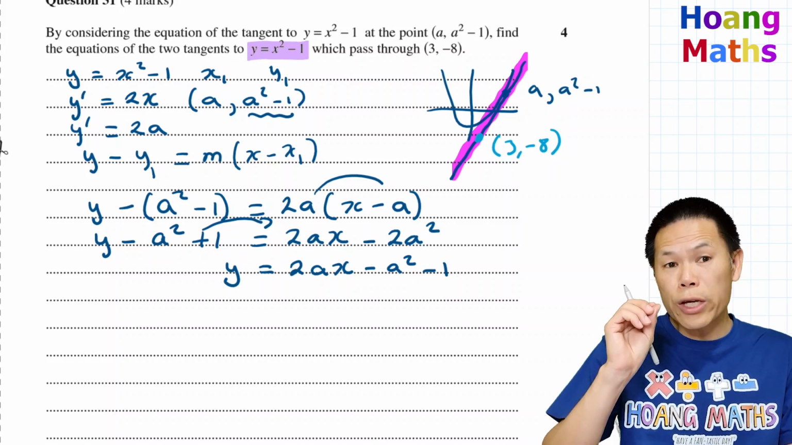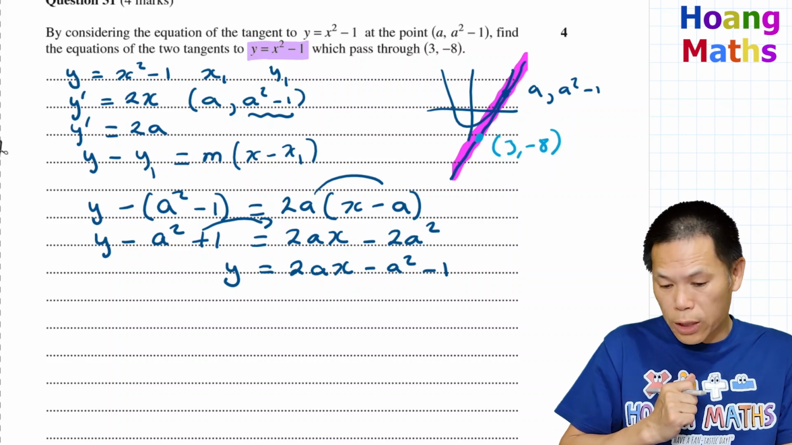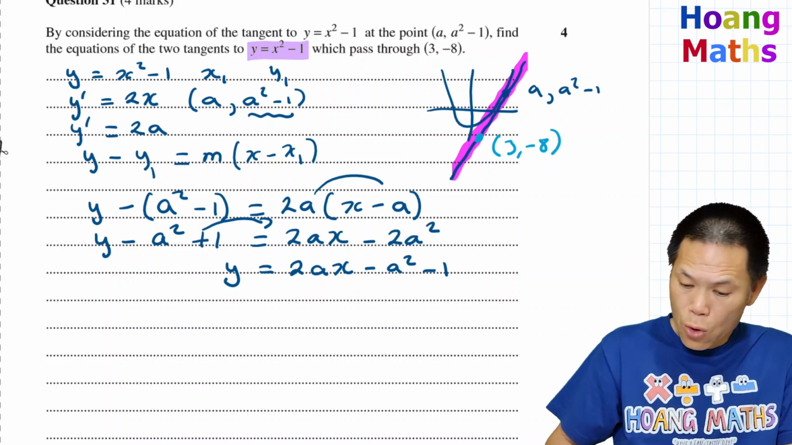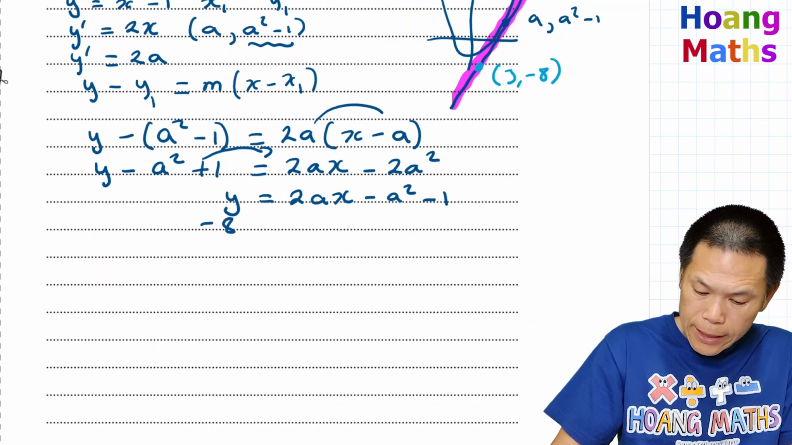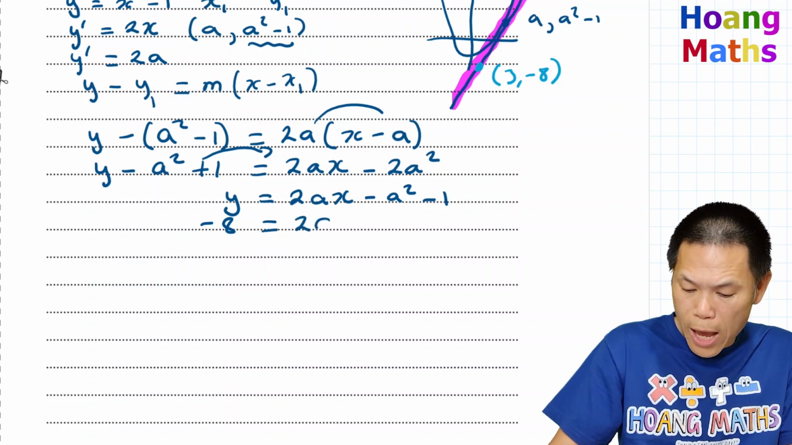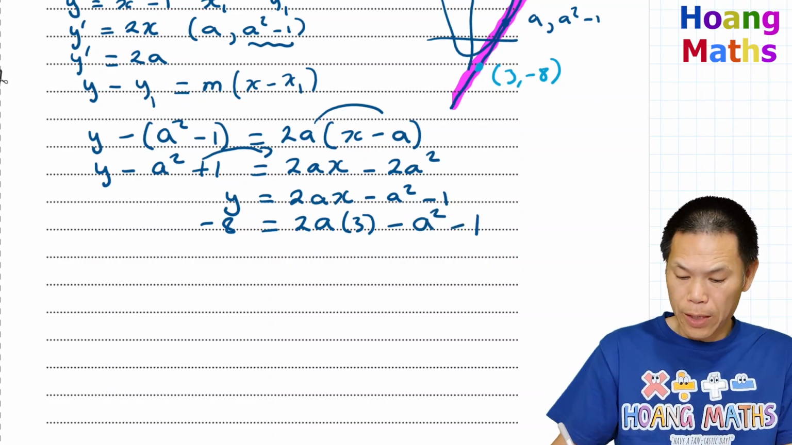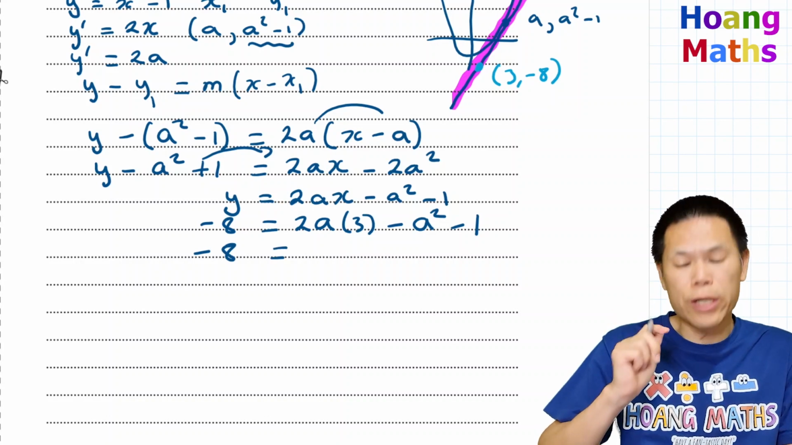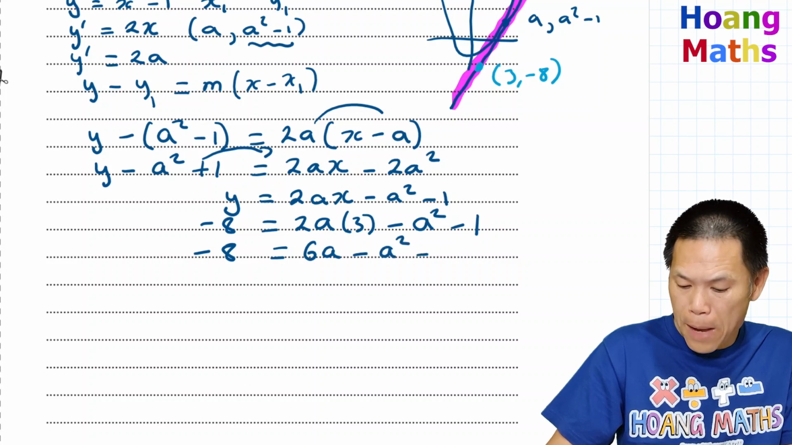So when x is 3, y must equal -8. So we can substitute into the tangent equation so we can find the value of a. So when x is 3, y equals -8. So -8 is equal to 2a, x is 3, so lots of 3, minus a squared minus 1. And this means that -8 equals 2 times 3, give me 6, so 6a minus a squared minus 1.